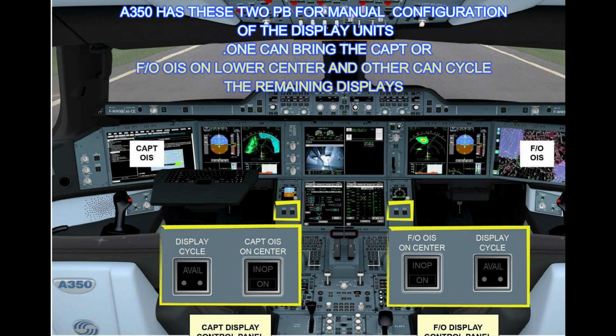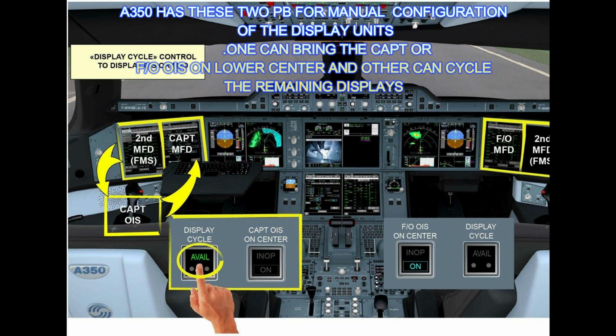A350 has these two push buttons for manual configuration of the display units. One can bring the captain or the first officer on lower center, and the other can cycle the remaining displays. You can see the two buttons here.